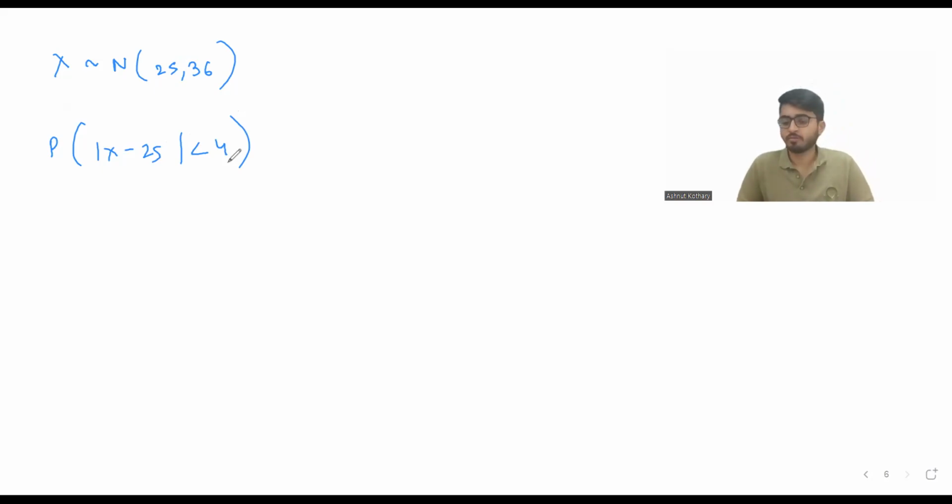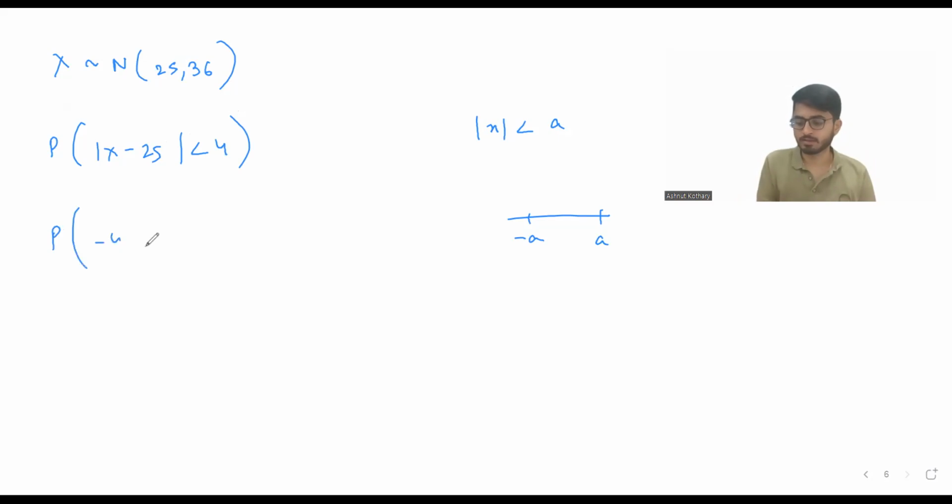Now, first of all, if you remember, what does the modulus function do? It gives us the positive value only. So I want mod x to be less than a. When does this happen? When the value will be lying between minus a and plus a. So this I can write as probability minus 4 less than x minus 25 less than 4. X minus 25, well and good. That is what we're actually looking for.